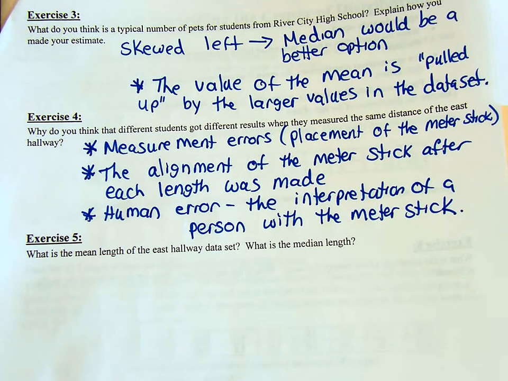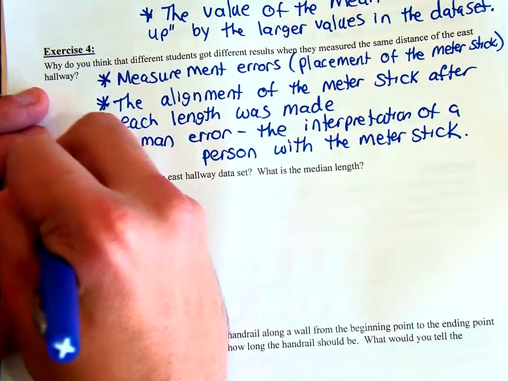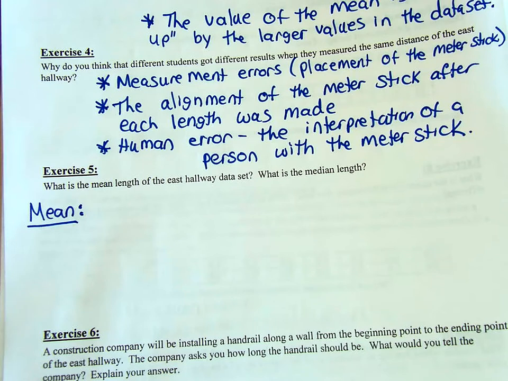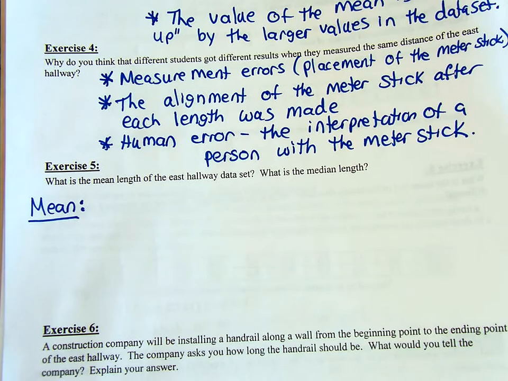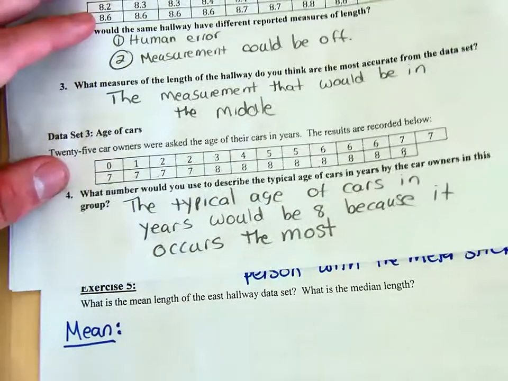Okay, and now what they want us to do is calculate the mean length of the hallway, and they want to know the median length. So I'm going to first start off with my mean length. To find the mean, I'd have to add them all together, so I'll look at my chart.